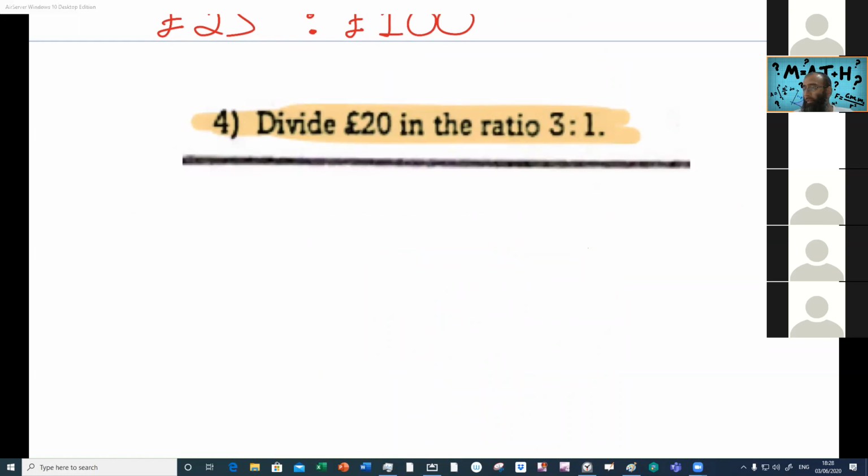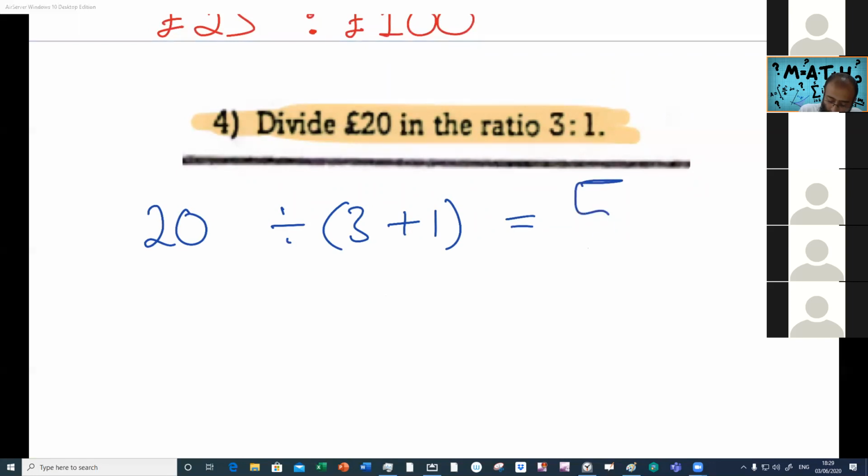Let's have Mr. Idris jump in, please. Your turn. The mic is yours. £20 divided by 3 plus 1. I like the method. It looks very nice. Okay, what's the answer? 4. So 20 divided by 4 is 5. So it's as easy as that to start. You divide by the ratio.